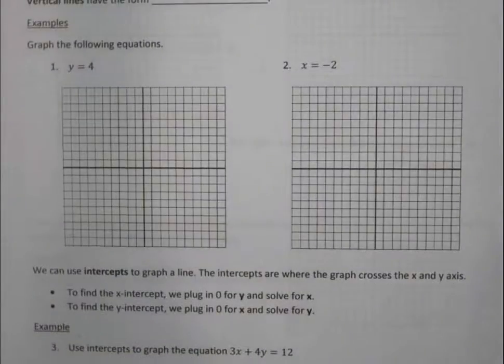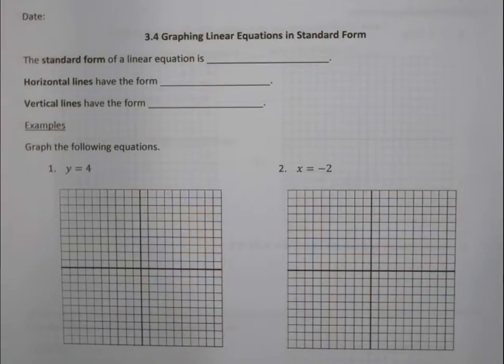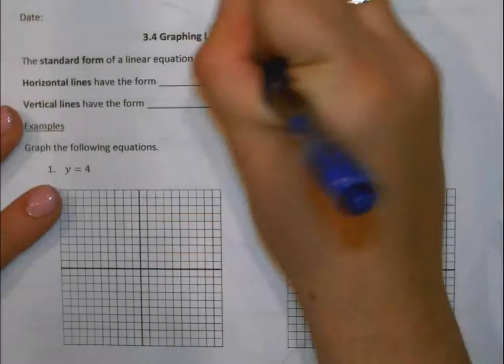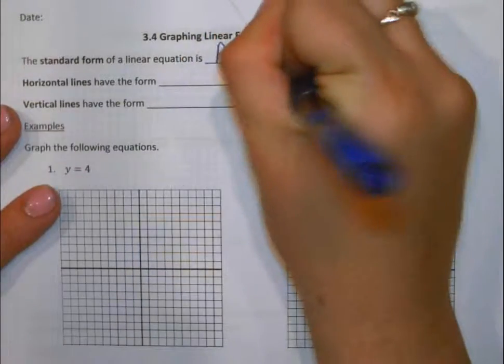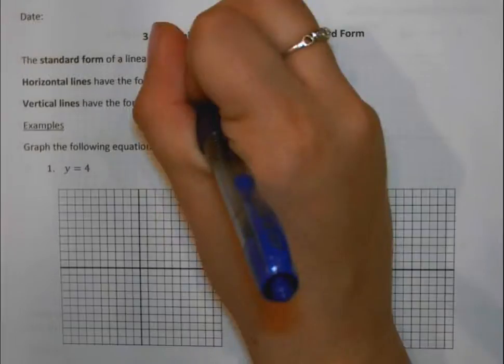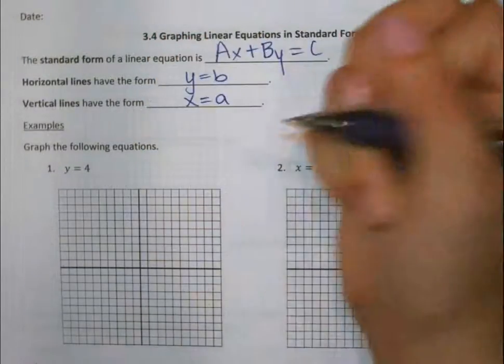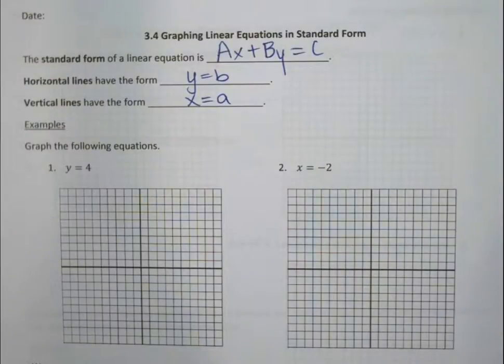So we're going to start off graphing linear equations. The standard form of a linear equation is ax plus by equals c. Horizontal lines have the form y equals b, and vertical lines have the form x equals a. So if it's a y equals line, it goes left and right. If it's an x equals line, it goes up and down.